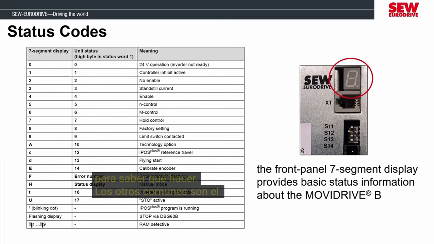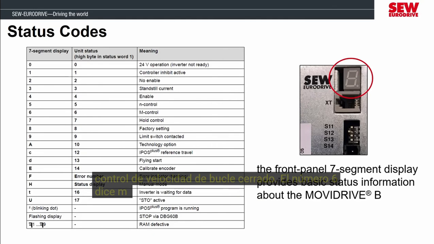The other common ones are number 4, which means the motor is running in open loop mode. The number 5 says n control, which means closed loop speed control. The number 6 says M control, which means torque control.